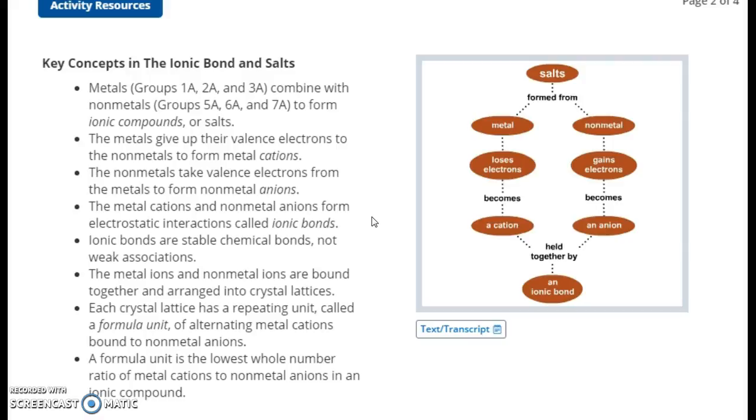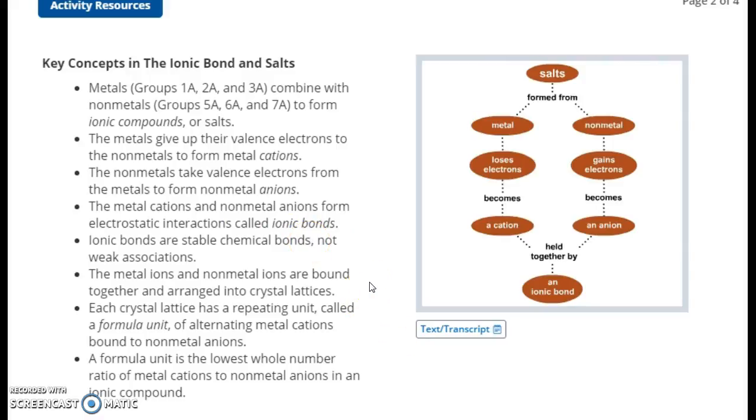The metal cations and nonmetal anions form electrostatic interactions, so the positive and negative are attracted, which we call an ionic bond. Ionic bonds are stable chemical bonds, not weak associations. Weak associations are usually when we talk about the fact that one molecule wants to be near another molecule. This is just simply, basically like superglue, a very strong bond.